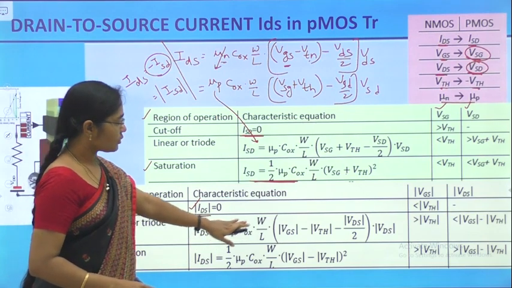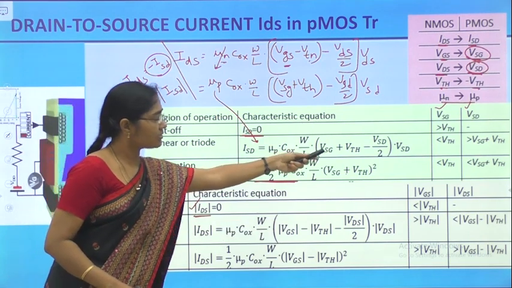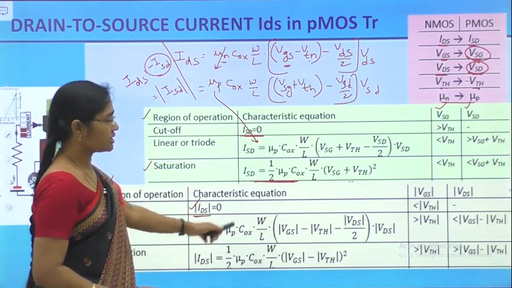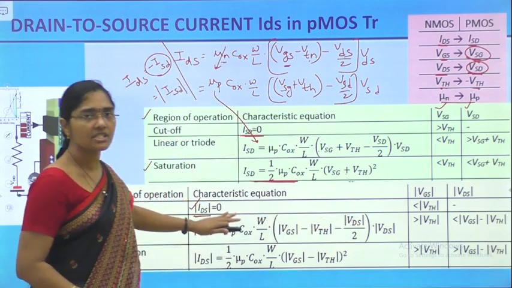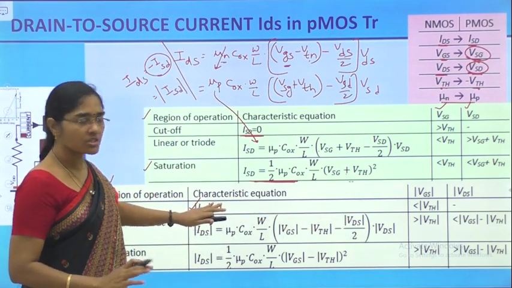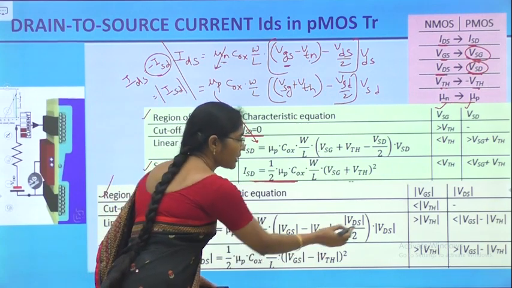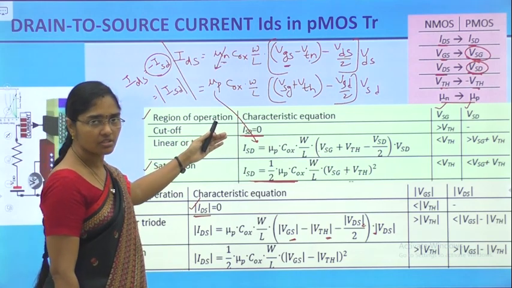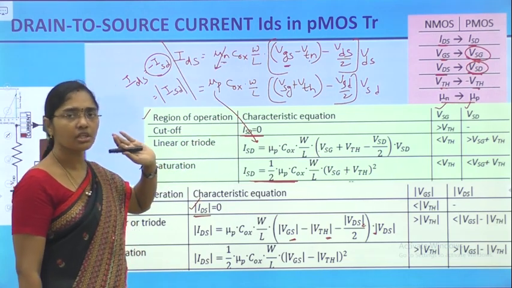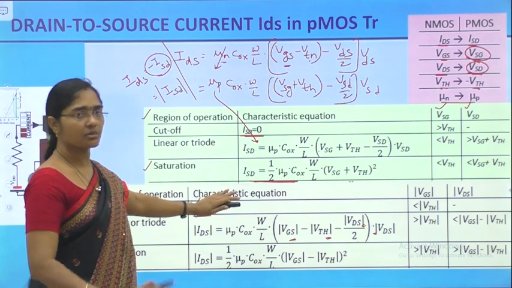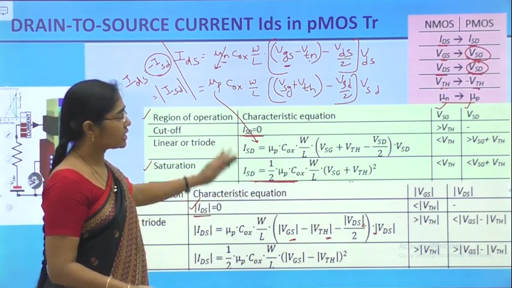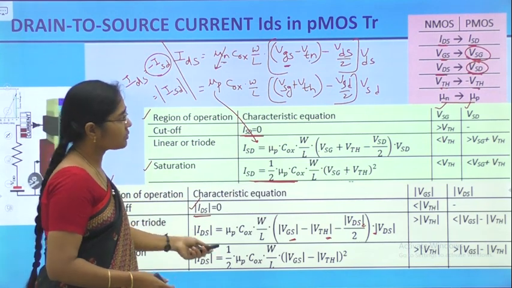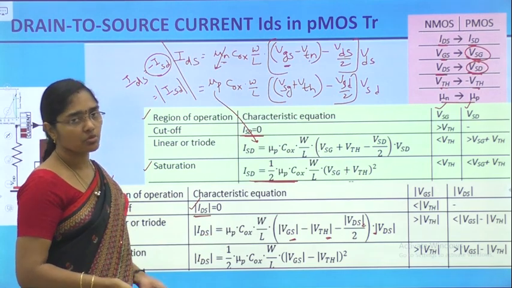Same, mu P COX here, magnitude of VGS. Instead of taking the VSG, magnitude of VGS. Like that, if we take all the absolute values, these equations look exactly like the nMOS transistor equations, just by replacing the magnitude values only. So you can use either the absolute values equations or the actual values equations, depending upon your choice or depending upon the given values in the problem. So this is the current equations for the PMOS enhancement mode transistor.